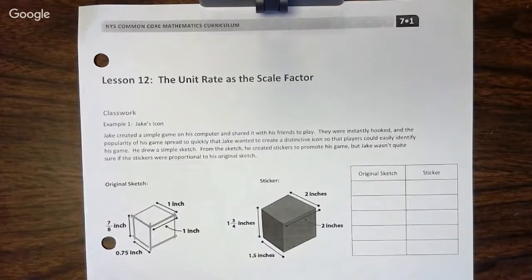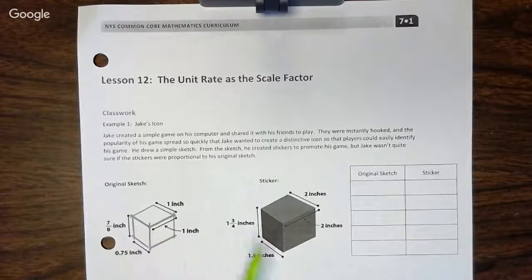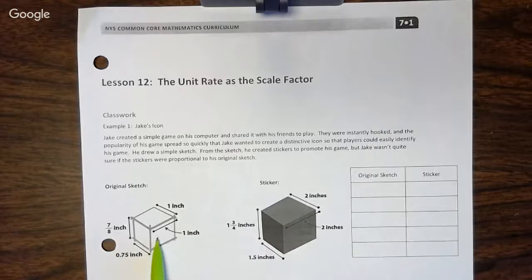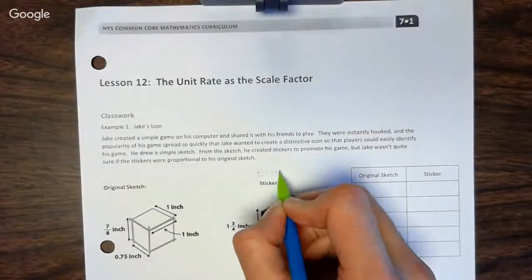Remember, proportional means that all the unit rates are the same. So all the sizes would be increasing at the same rate. So if this is his original sketch, this is the sticker. You notice that it is getting bigger. The sticker is bigger than the original sketch. So we call this an enlargement.